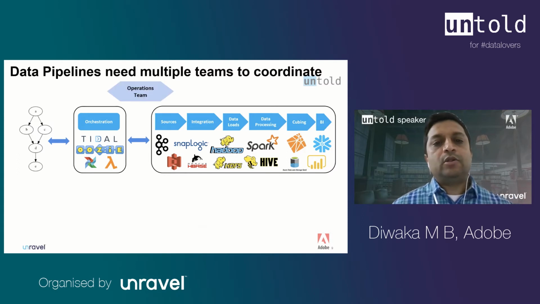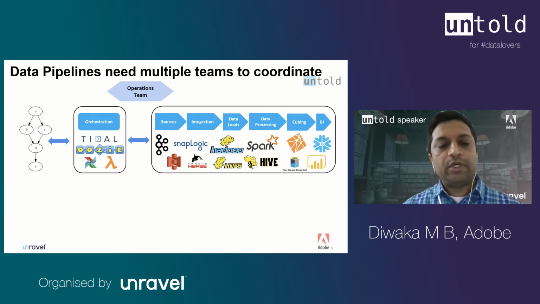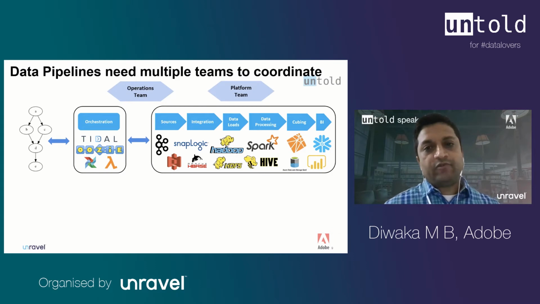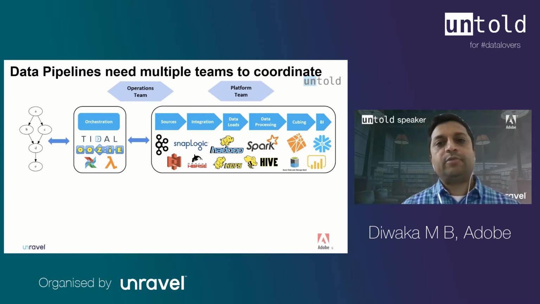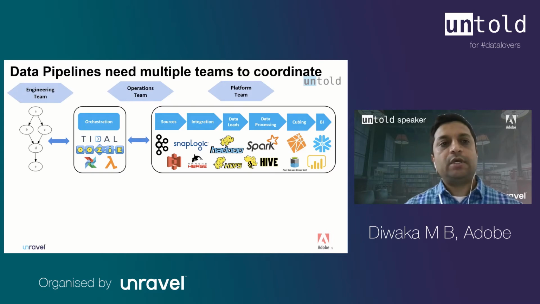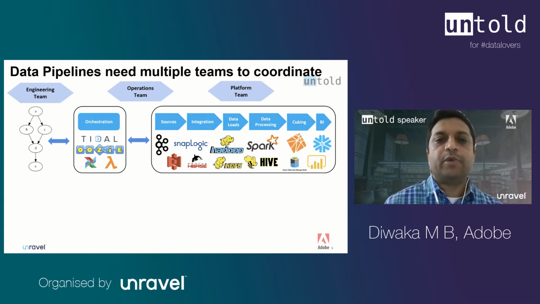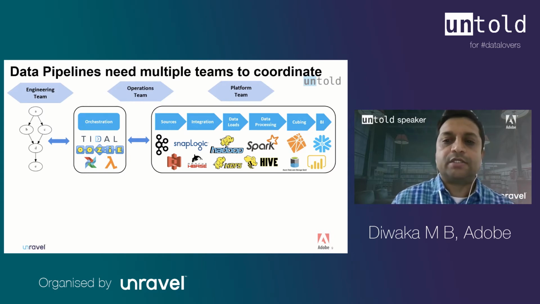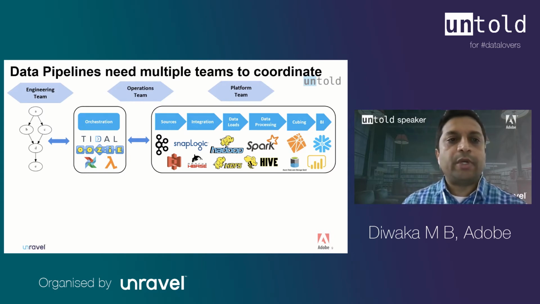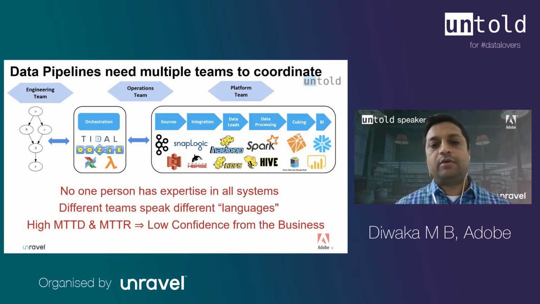This also means the operations team will have to coordinate with multiple teams: with the platform team, on how the health of these pipelines is performing and how the data processing is happening, and with the engineering teams, on any data skewness issues, or any new changes that keep happening almost on alternate days as per the business requirement. So the operations team needs to work with multiple different stakeholders.